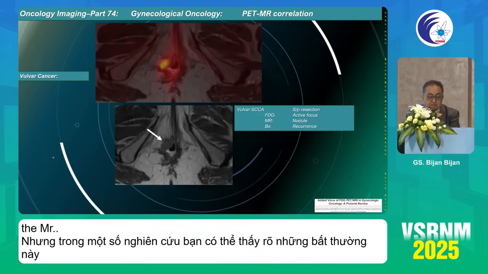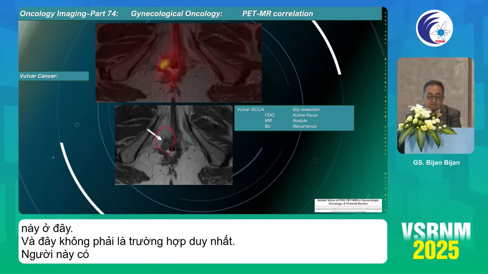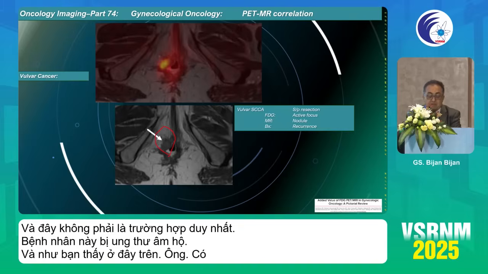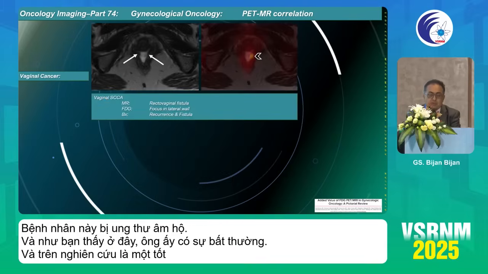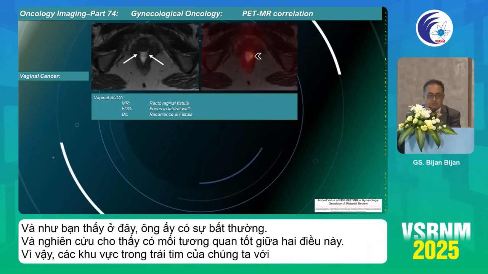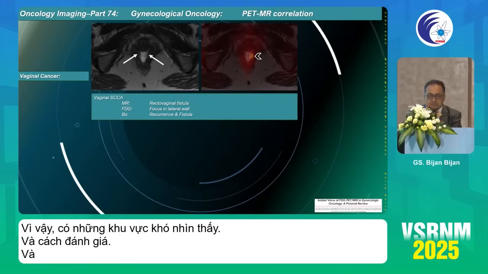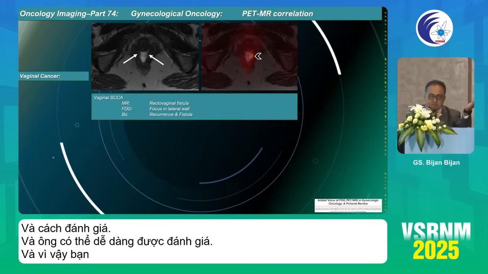And this is another case. This patient has vulvar cancer, and as you see here, on the MR there's an abnormality, and on the FDG study, there's a good correlation between these two. So areas that are hard to evaluate on the MR can easily be evaluated on FDG, because basically a hot spot is bad, as simple as that.